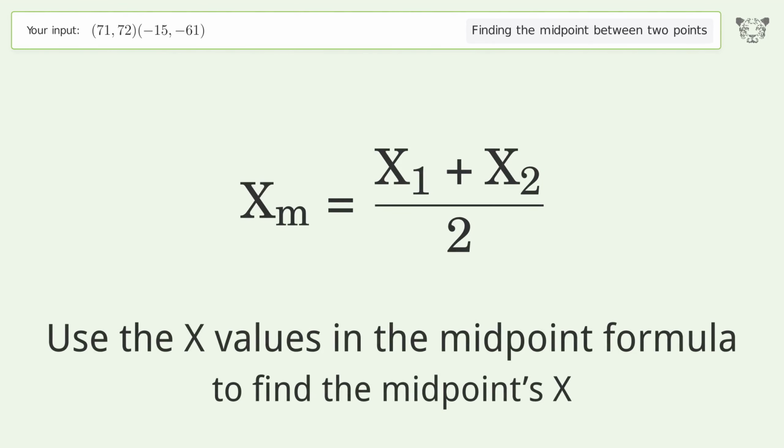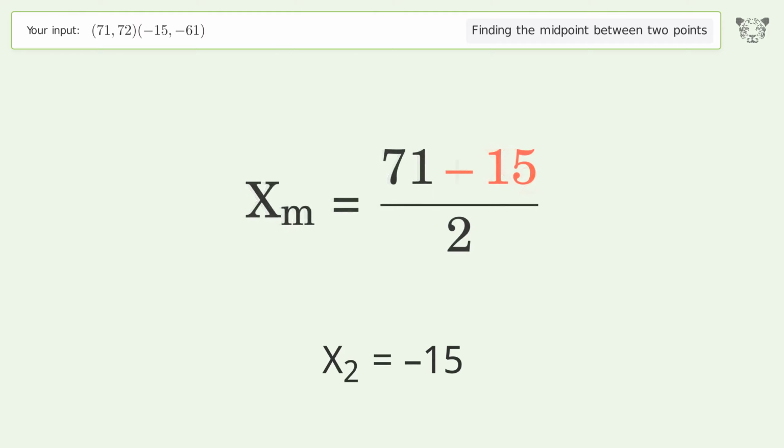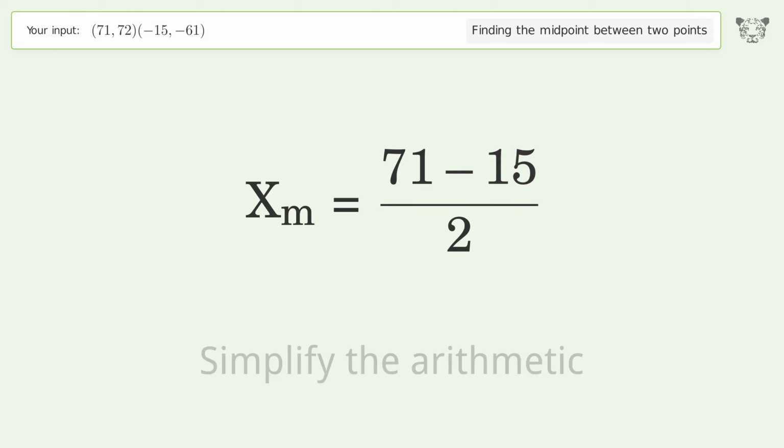Use the x values in the midpoint formula to find the midpoints x. x1 equals 71. x2 equals -15. Simplify the arithmetic.